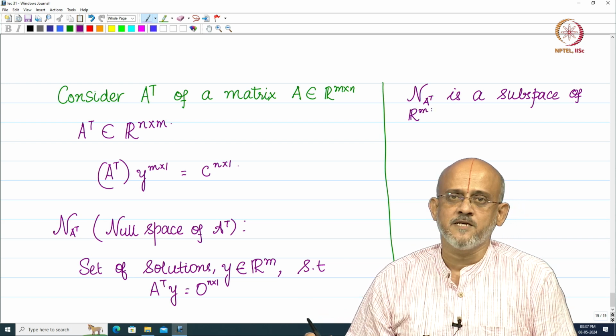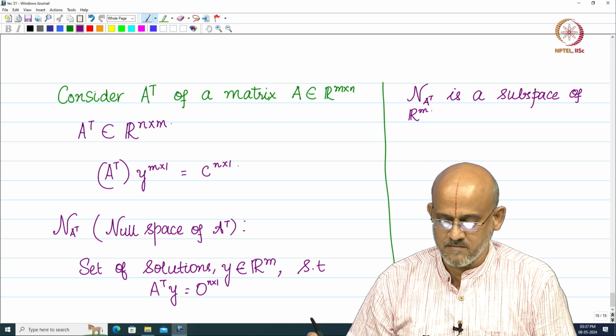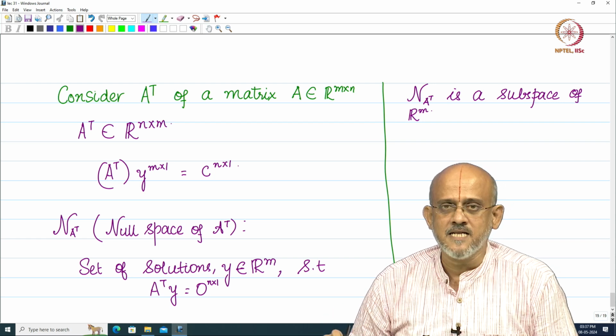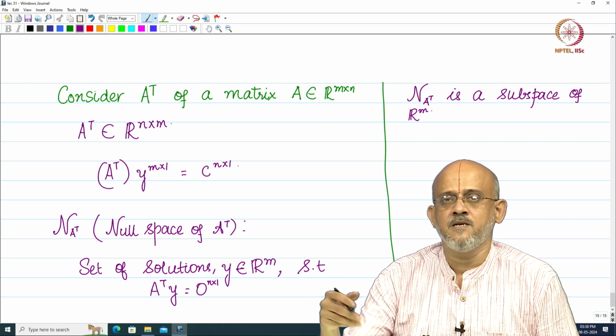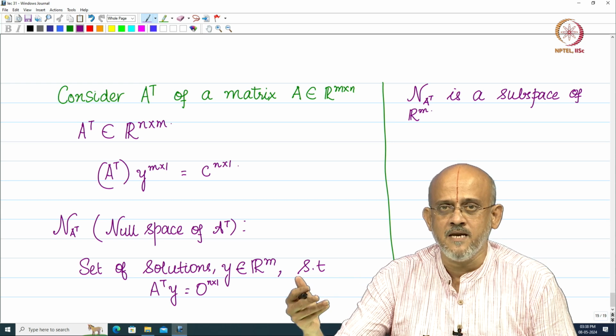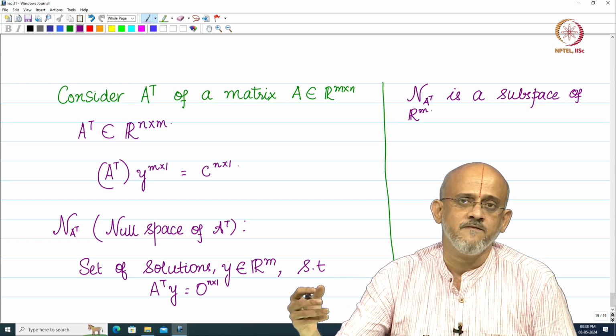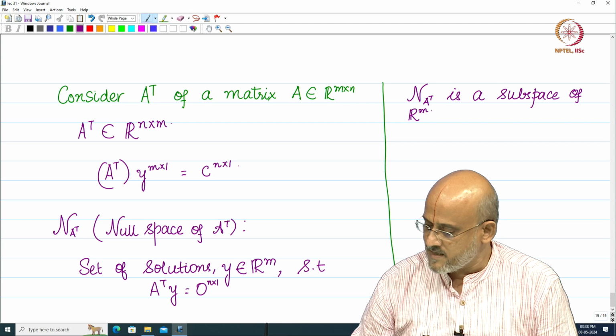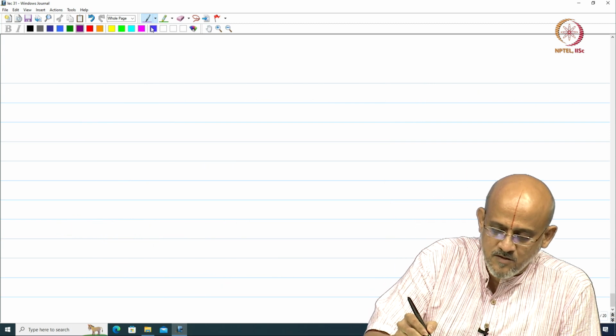Right, it is a subspace of Rm. Similar to this null space of A, similar to how we had the column space of A, now I can talk about the column space of A transpose, right. So let us look at this. So what are we going to look at?